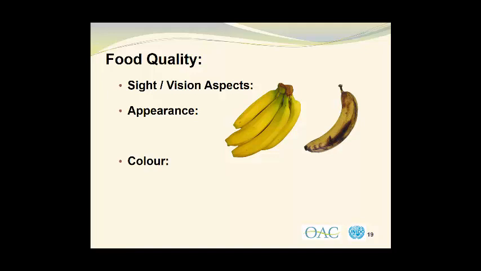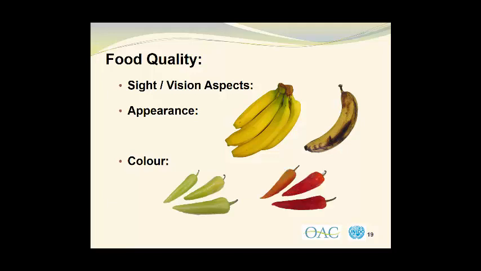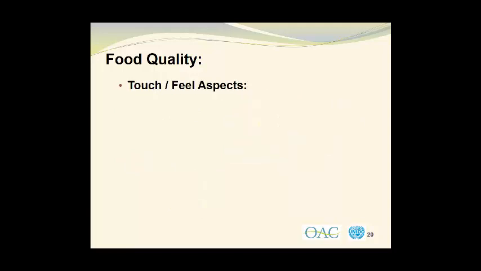Color is another attribute. Here we see 3 hot yellow peppers, which actually have a greenish tinge to them, but with time they will turn to this red color. It's up to you to see which color you prefer or which level of maturity you want to have.